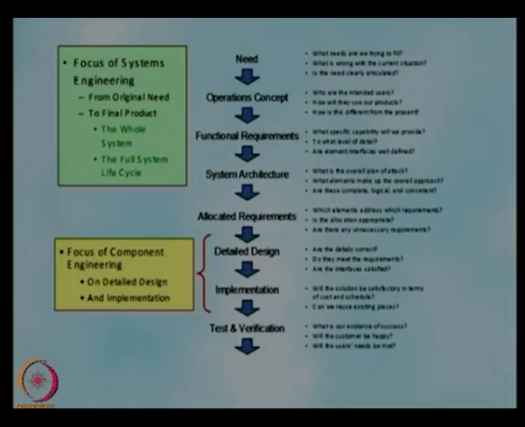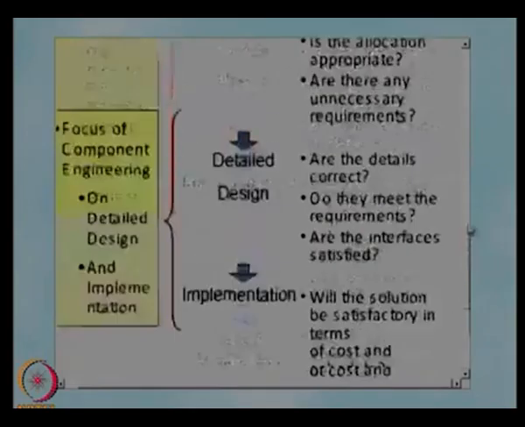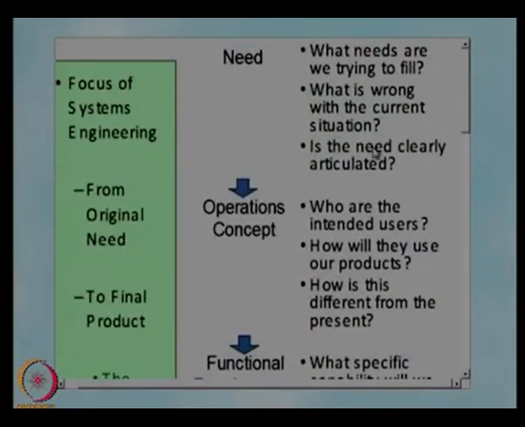We start with the need identification. We will try to see what needs we are trying to fill using this system design, what is wrong with the current situation, and why we need this particular system. That will tell us what needs are to be addressed in this particular design. Another important part is whether the need is clearly articulated and clearly understood, and whether the requirements and needs of the customer are clearly recorded.